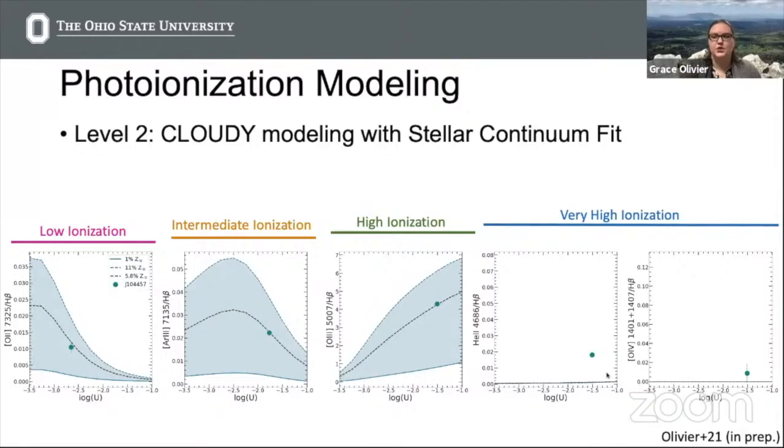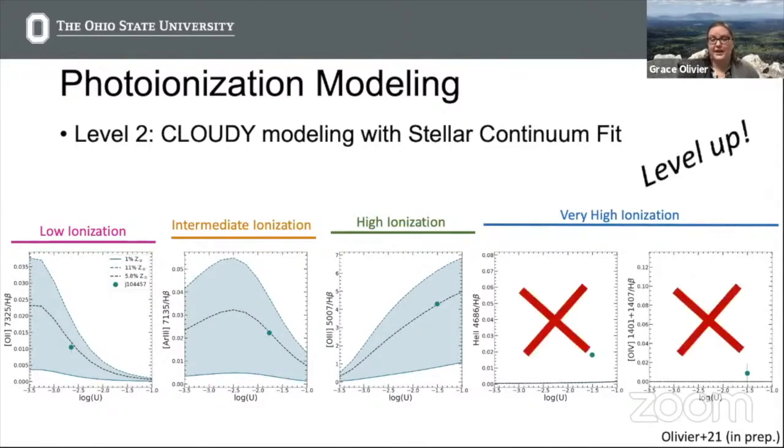So this is good news for the stars, except when we get to the high ionization lines, we're still not able to reproduce the helium-2 or oxygen-4 that we see in these galaxies. So even with just the stars that we observe, we're not getting enough photons to ionize helium-2. So we need to level up our modeling again.